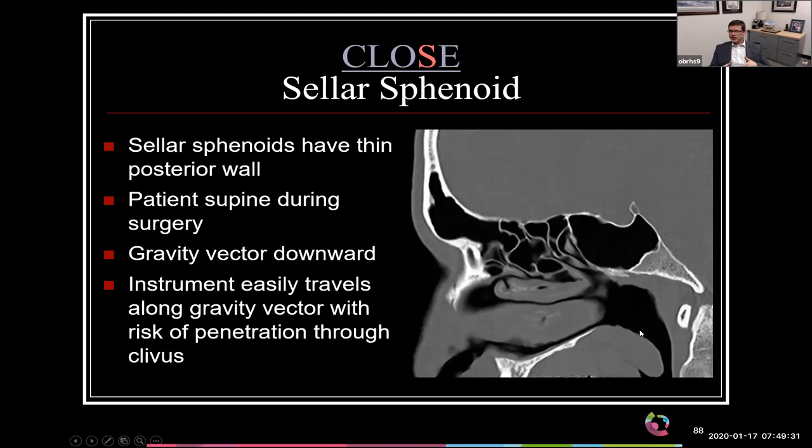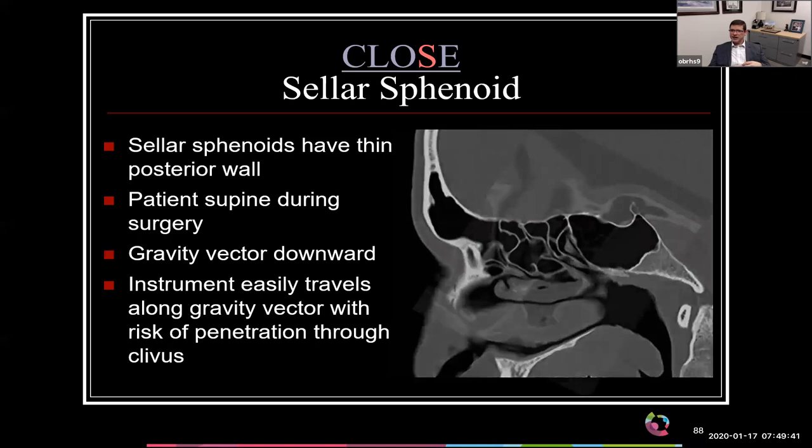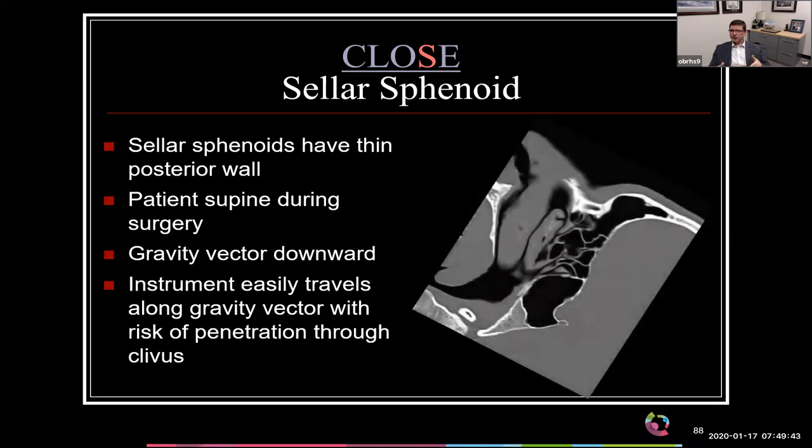So the reason this is important is you've got to remember that the patient is supine during surgery. So if they're actually going to enter into the sphenoid sinus, the surgeon needs to know if there's a sellar variant, because they need to maintain strict control of their surgical instrumentation. Because if they lose control of that endoscope, they can easily penetrate through that very thin wall of the clivus.